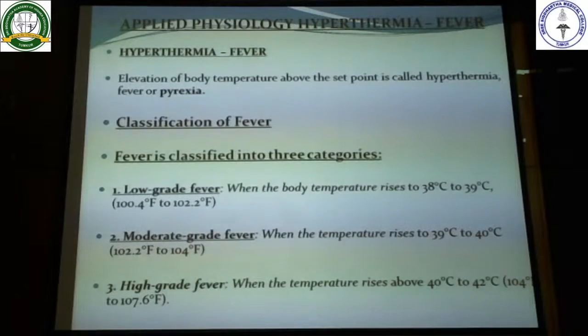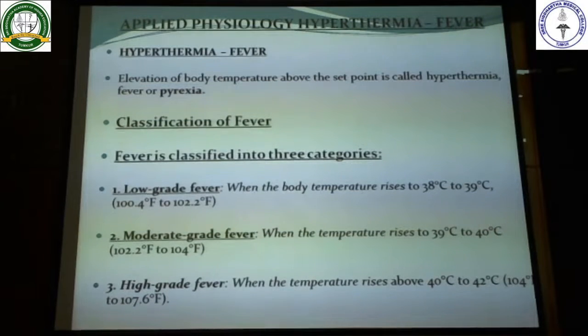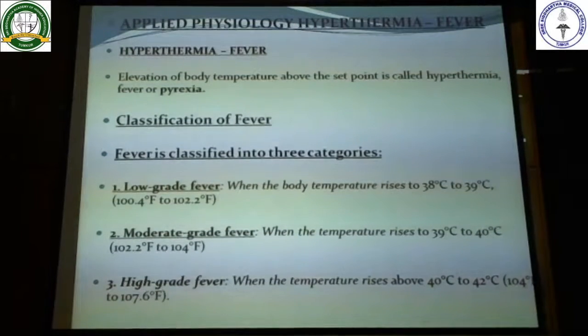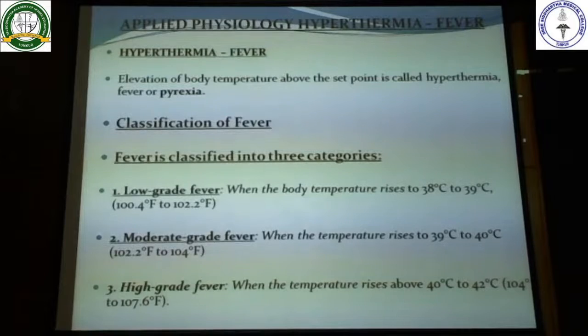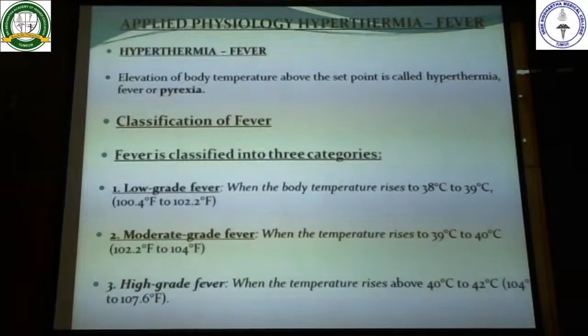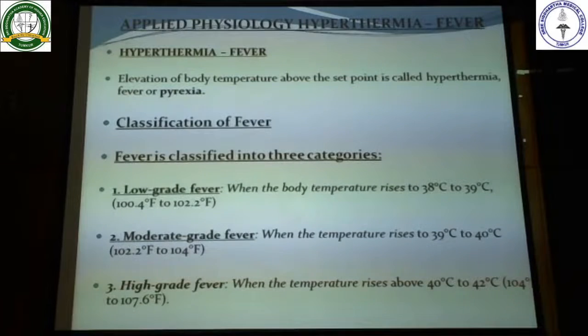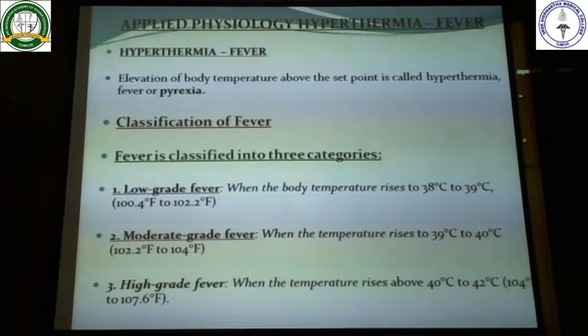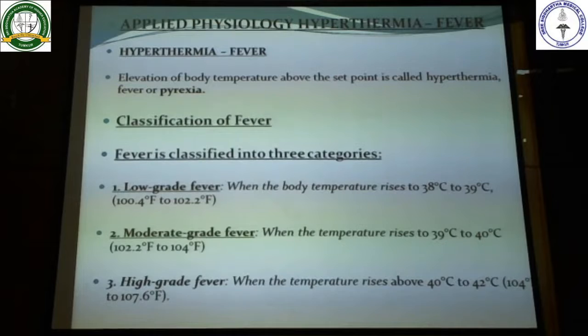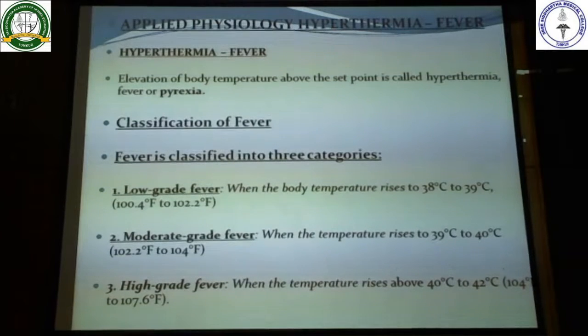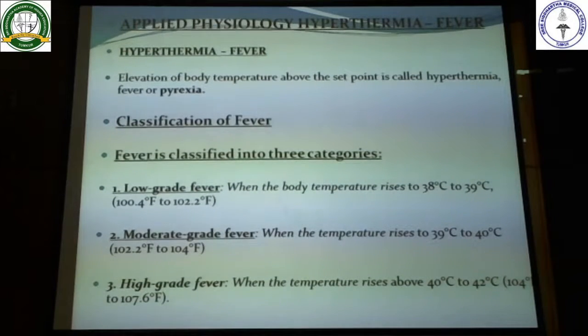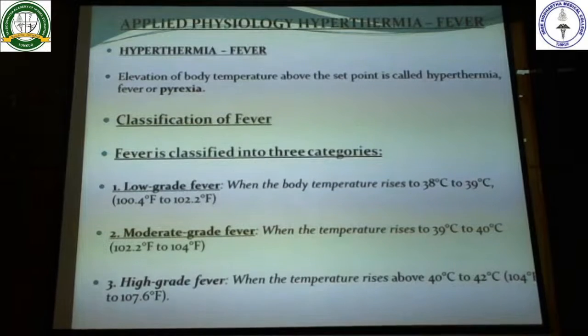So here the fever can be classified into three groups: low grade fever, moderate grade fever and high grade fever. Low grade fever is when the body temperature is between 38 to 39 degrees centigrade. Moderate grade is between 39 to 40 degrees centigrade, and high grade fever is between 104 to 107 degree Fahrenheit, right? So this is a high grade fever.